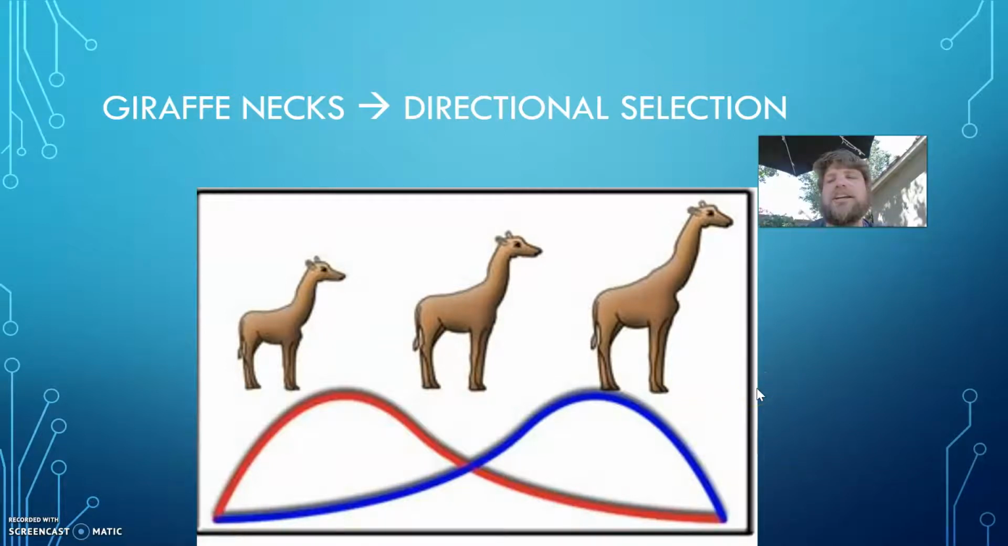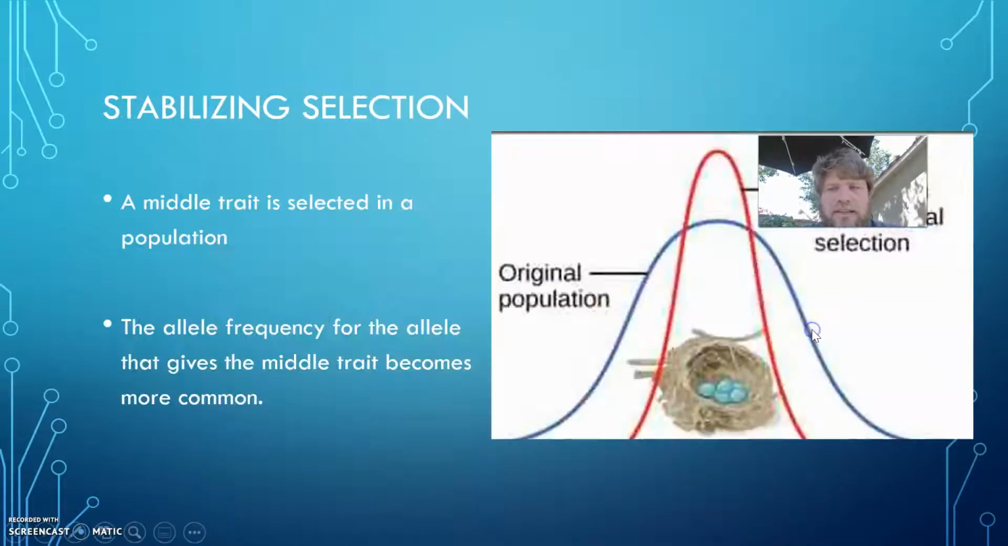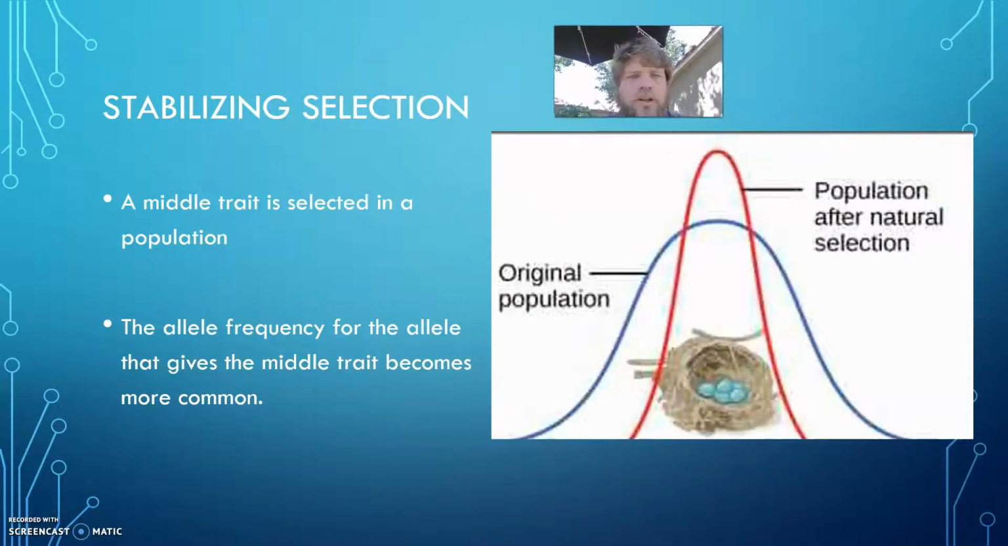So directional selection, anytime you have a gene pool where one allele that produces an extreme trait gets selected for, that's directional selection. Now, stabilizing selection is sort of the opposite. So the middle trait is selected in a population. So whatever allele gives this middle trait, its allele frequency will increase.